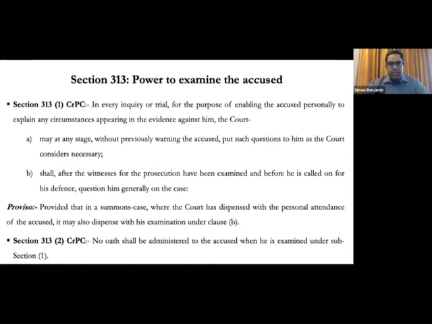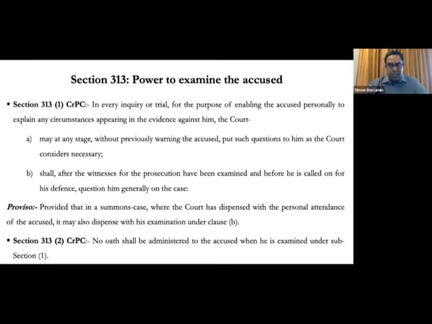Now we'll come to the stage of 313. I'll not take too much time. I think we're running out of time a little bit, so I'll quickly try and explain to you. This is a beneficial provision. It's not, as some courts I have found out the hard way, think of this as a stage where they want to cross-examine the accused person, take that accused person by surprise. That is not the purpose of this provision.